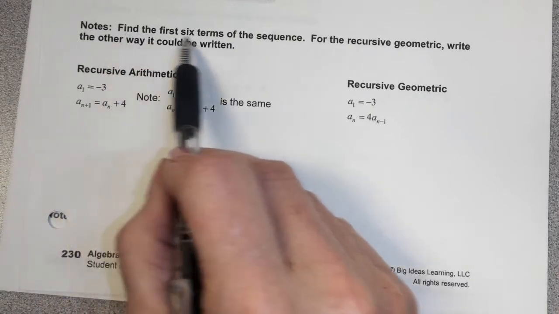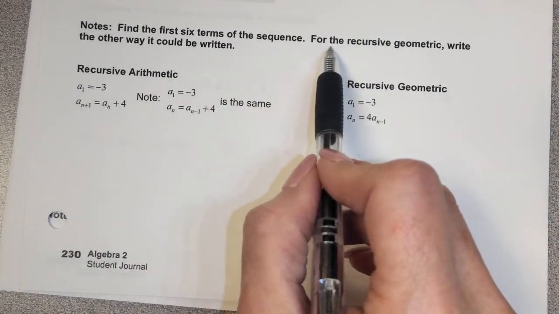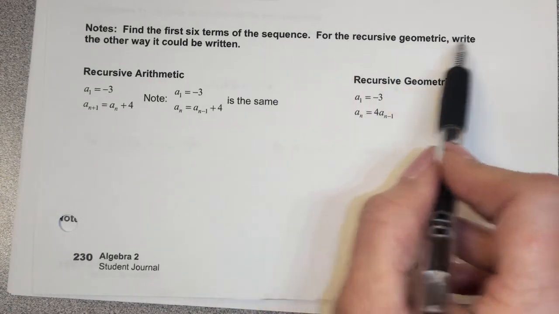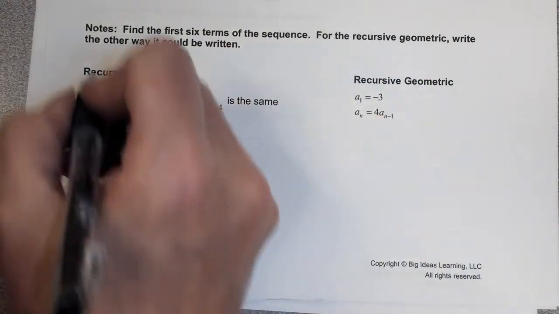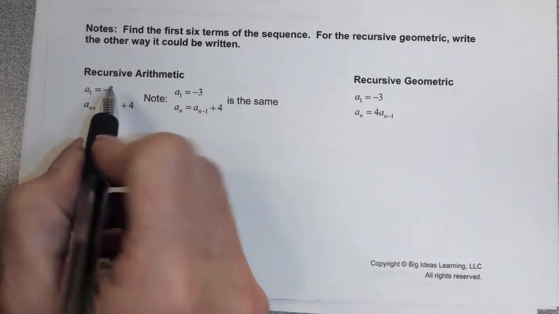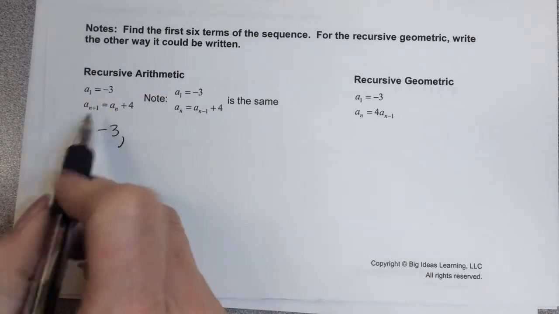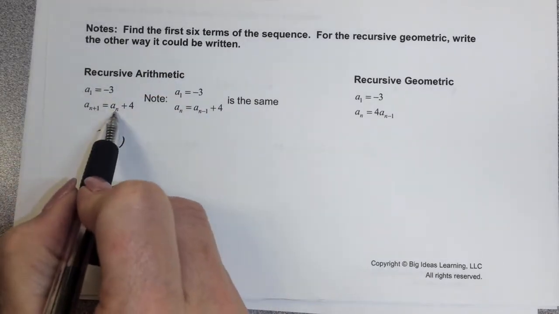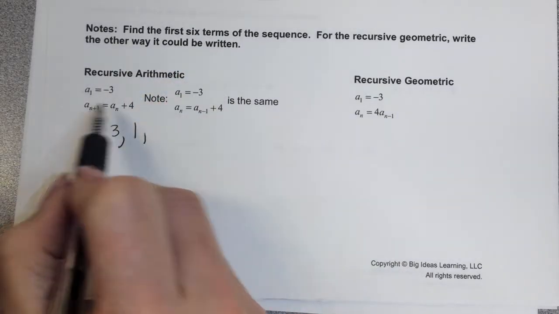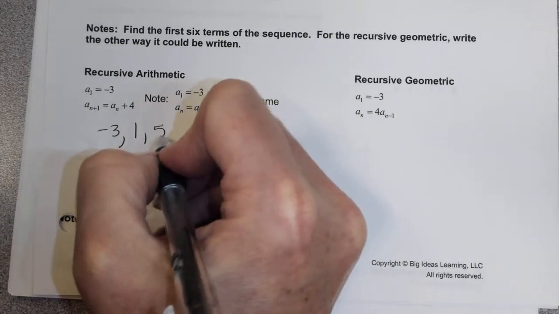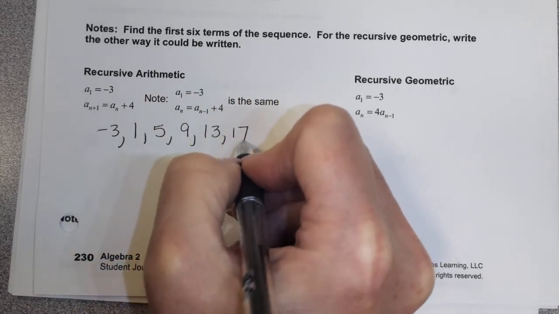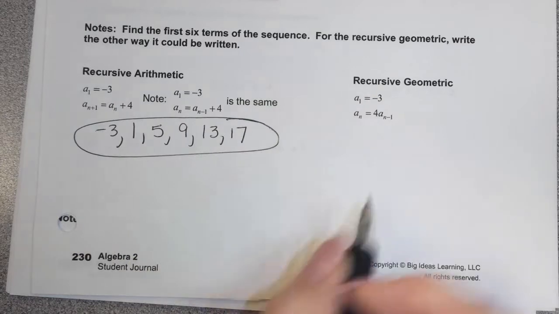So down here it says find the first 6 terms of the sequence. For a recursive geometric, write the other way it could be written. So we're supposed to write the first 6 terms. They tell us a sub 1 is negative 3, so I'm going to write that. This means the next term is going to be the one before it plus 4. So I'm just going to add 4. The next term is going to be the one before it plus 4, plus 4, plus 4, plus 4. So there would be the first 6 terms.